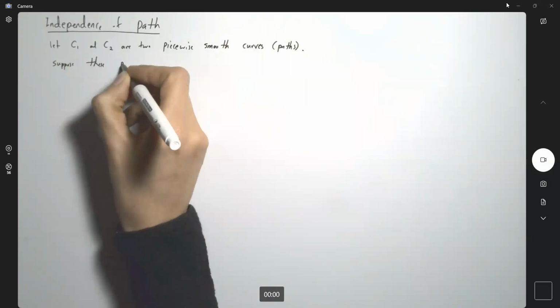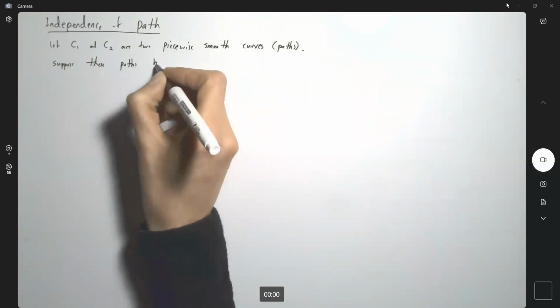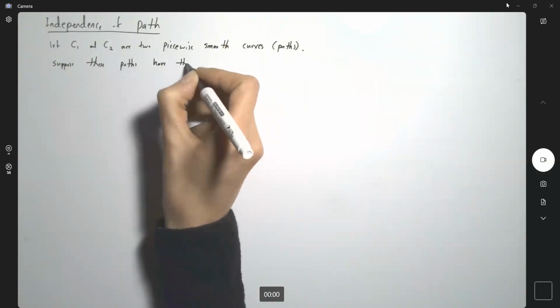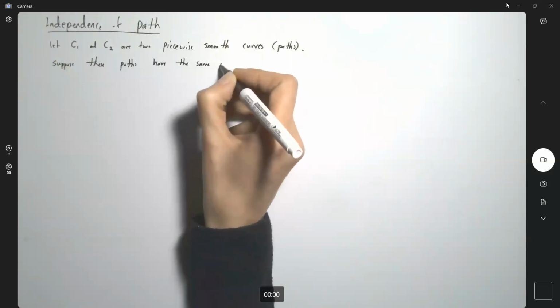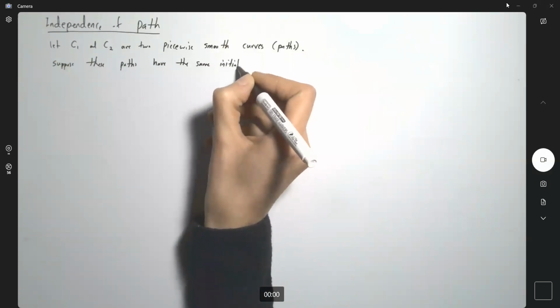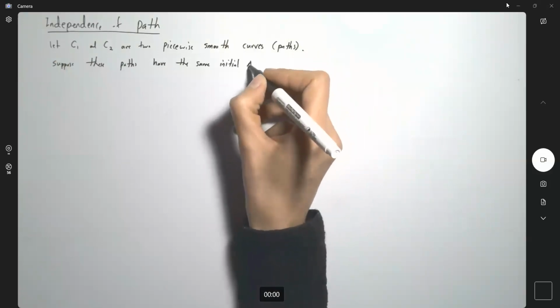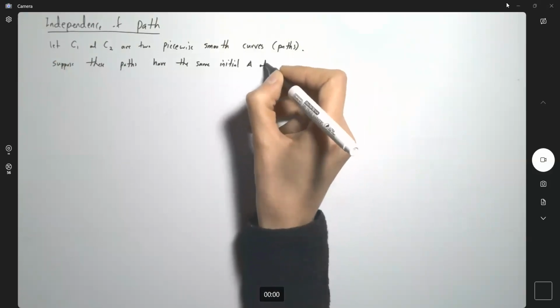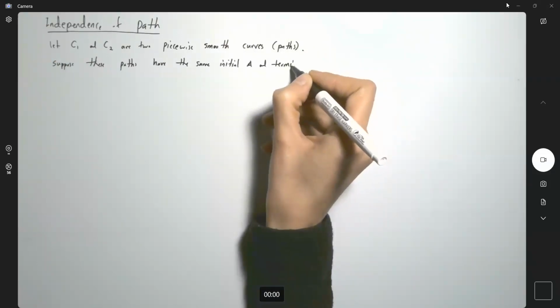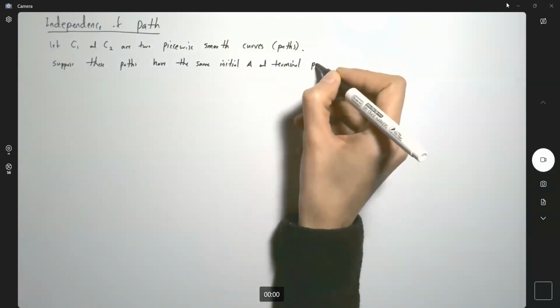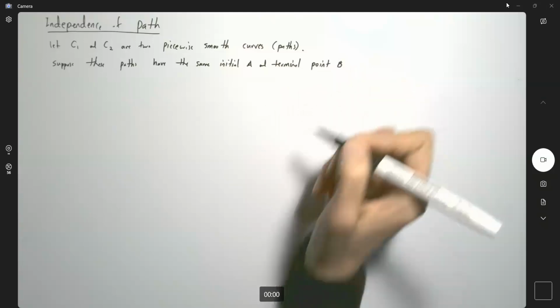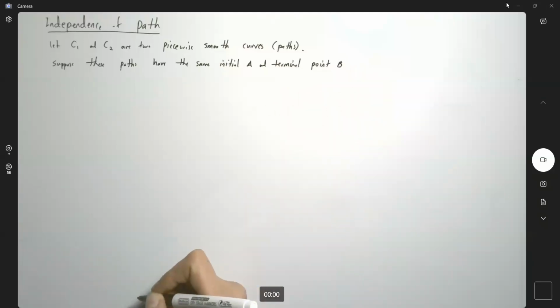These paths have the same initial and terminal points. So initial point like A and terminal point like B. Very good.